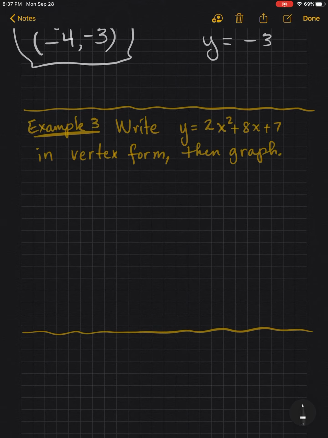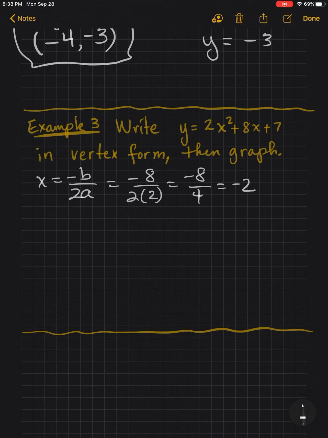Example 3. Let's write this parabola in vertex form and then graph. So the first thing I think I want to do is find the vertex, and that'll be very easy to write in vertex form. So I'm going to repeat the steps that we did in example 2. X equals negative b over 2a. That's negative 8 over 2 times 2. So negative 8 over 4 is negative 2.